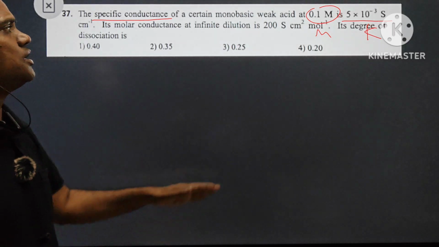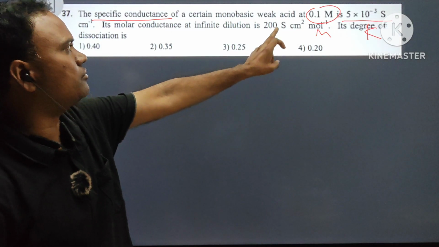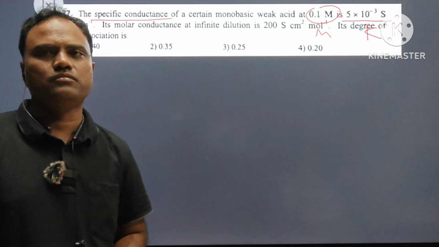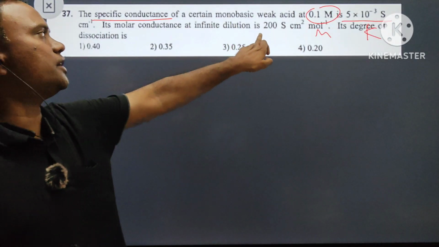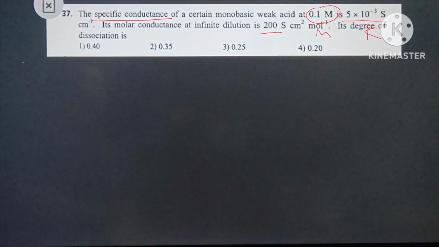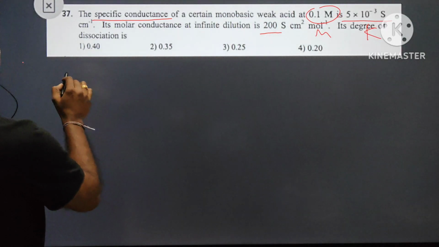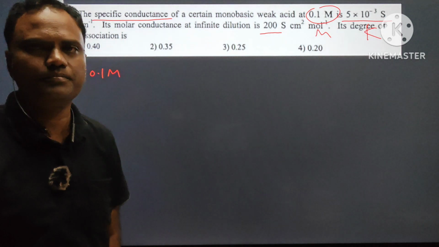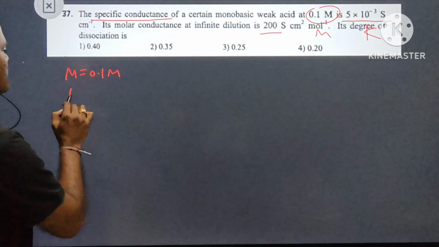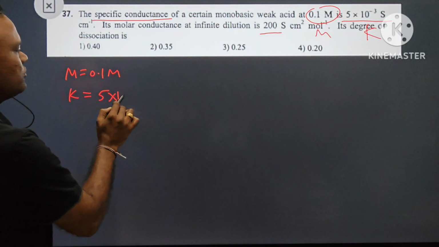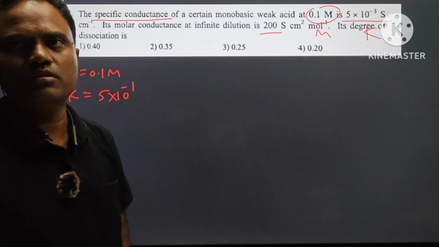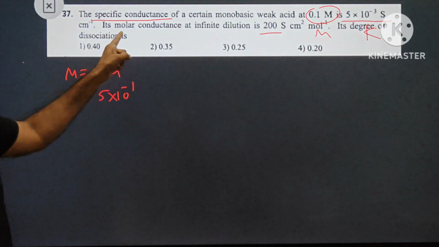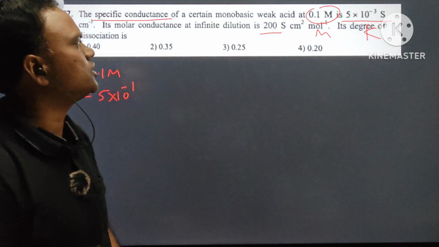In the last question we only calculated this one, but in this question it is already given. First of all, write the data. Molarity is equal to 0.1 molar. Specific conductance K is equal to 5 into 10 to the power minus 3.